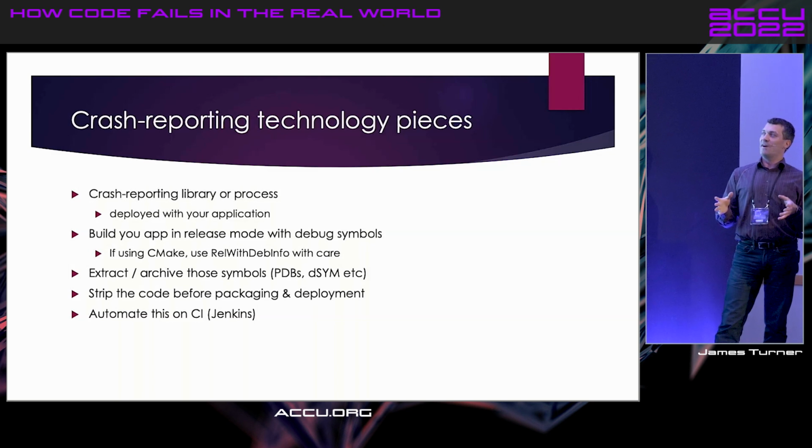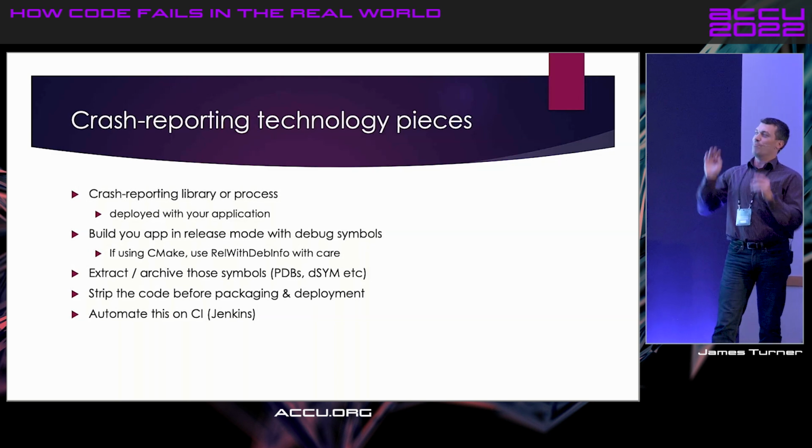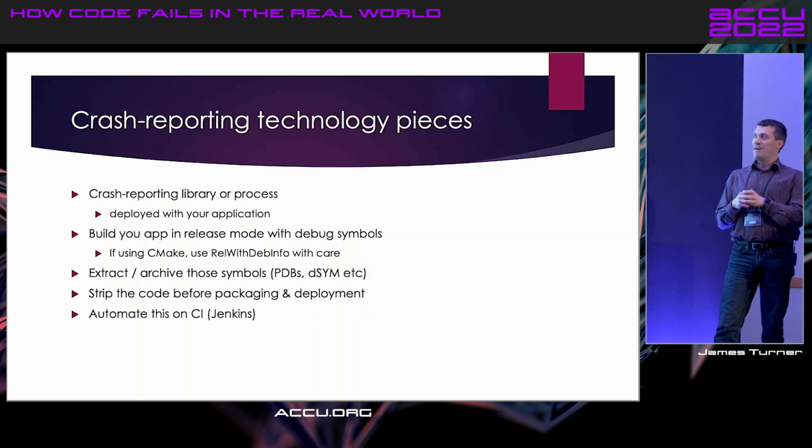And then what you do is you build your app in release mode with debug symbols. And that's needed for nearly all the following steps. Side note here, if you're using CMake, which is, I guess, quite likely, you just go and use RelWithDebInfo, which does this. There's a catch. Anyone encountered this before?